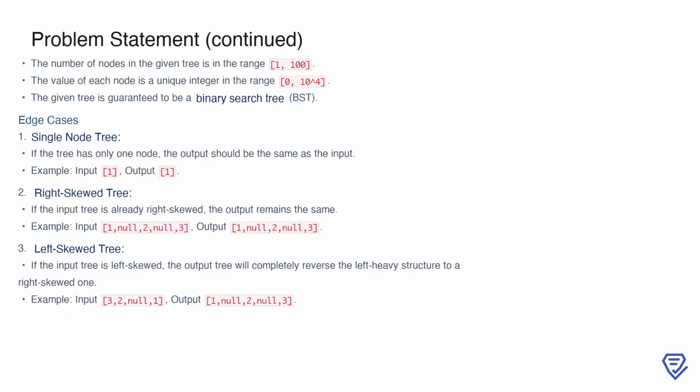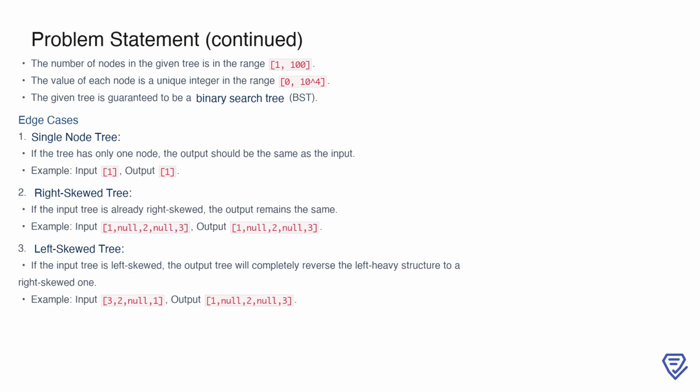The problem also comes with constraints and edge cases to consider. The tree can have between 1 and 100 nodes, and each node's value is unique and falls within the range of 0 to 10,000. Importantly, the input tree is always guaranteed to be a valid binary search tree.